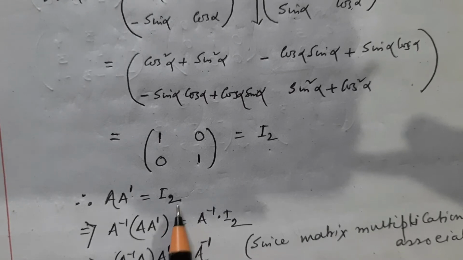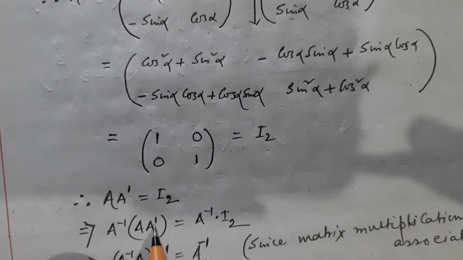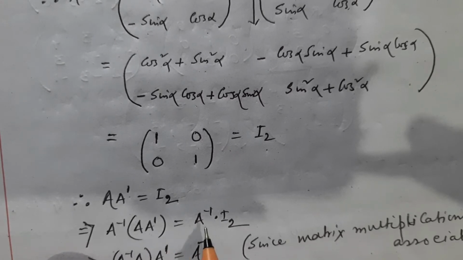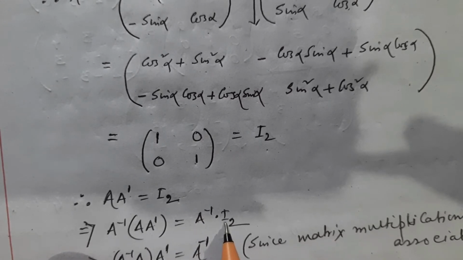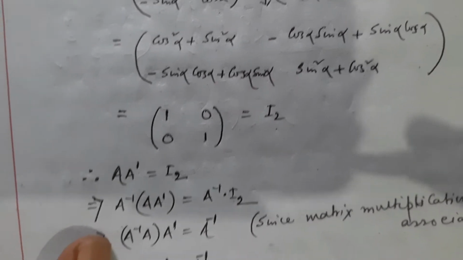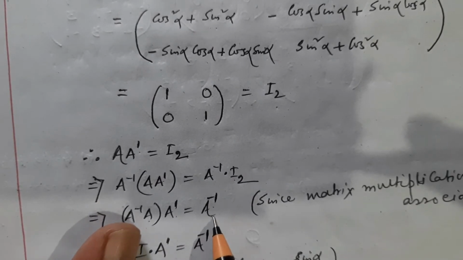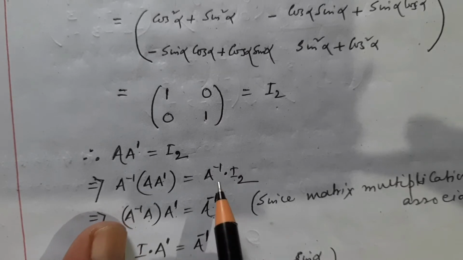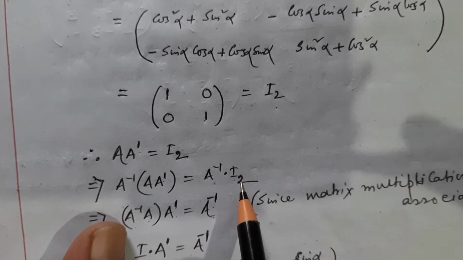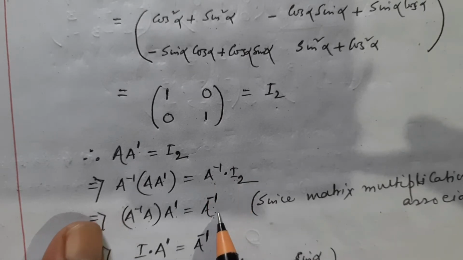Multiplying both sides by A inverse, we get A inverse into A A transpose that is equals to A inverse into I2. We know that matrix multiplication is associative, therefore we can say A inverse A into A transpose that is equals to A inverse. When any matrix is multiplied with identity matrix, we get that particular matrix, therefore A inverse into I2 that is equals to A inverse.